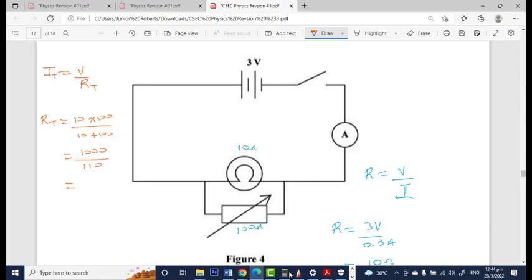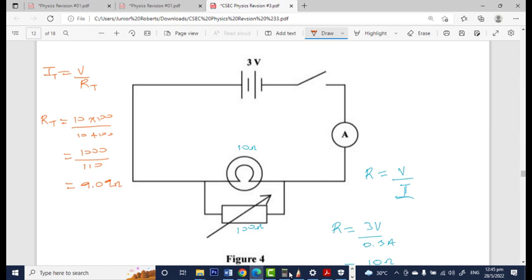What's this? I think that's 0.11. No, remember it's 1000 divided by 110. Sir, 9.09. That's more like it. 9.09 ohms.